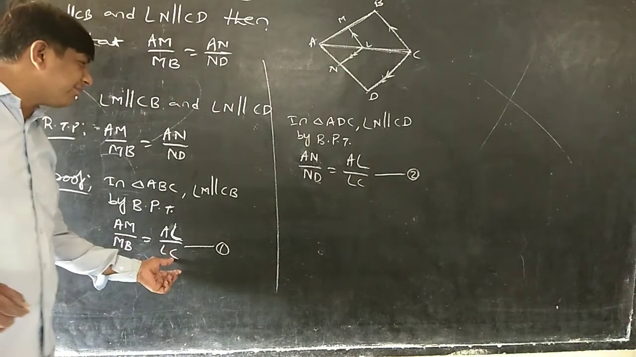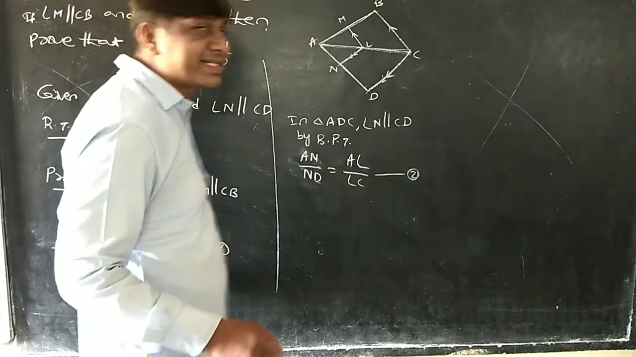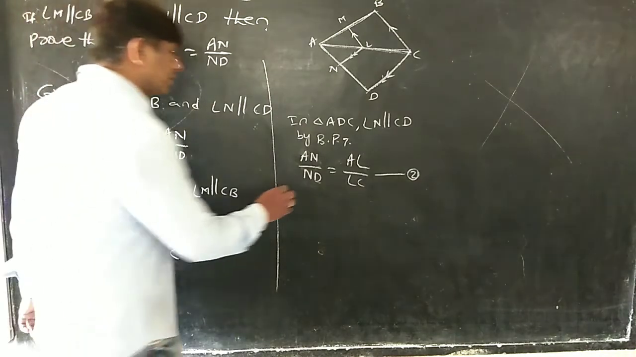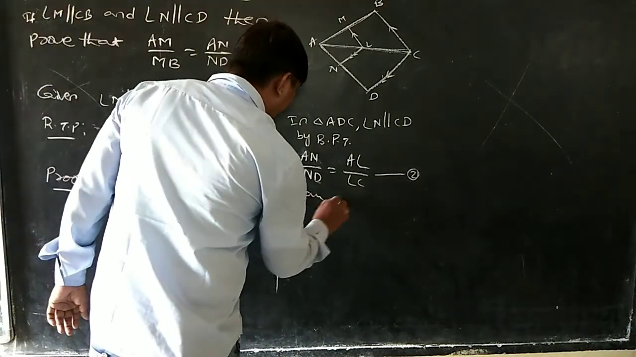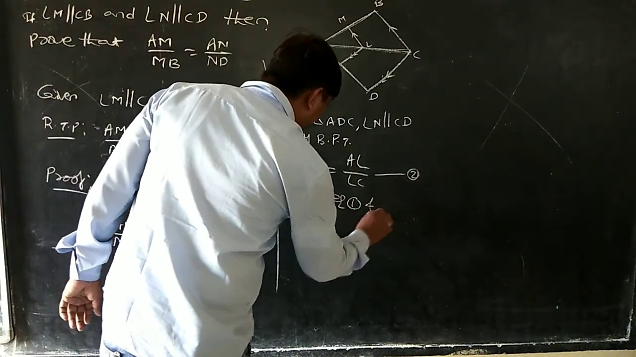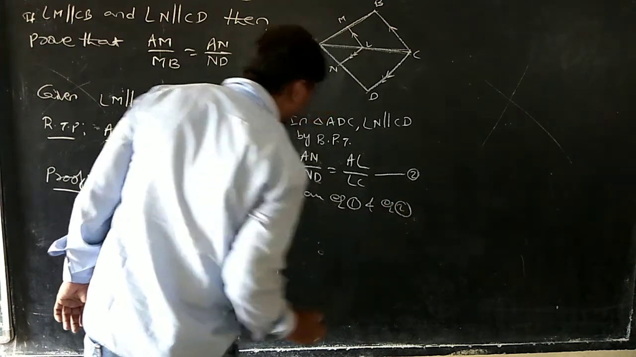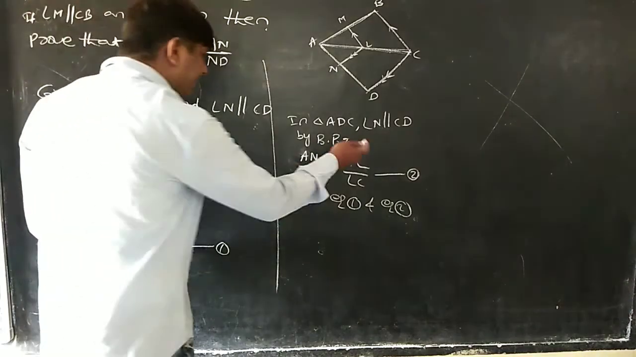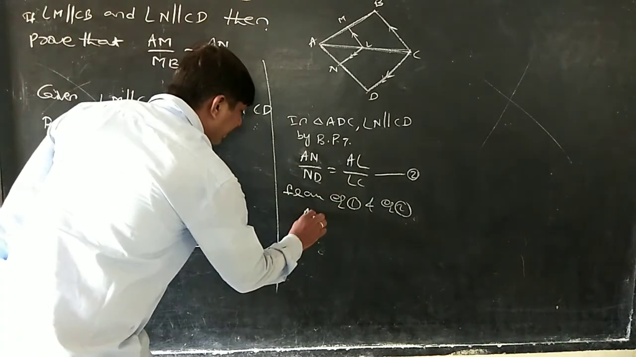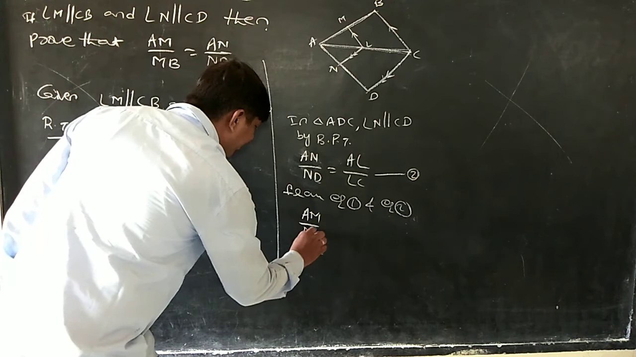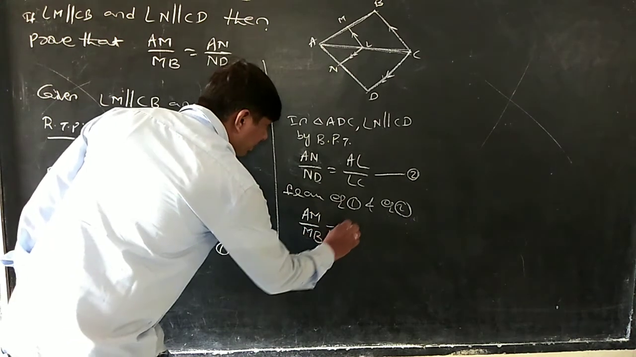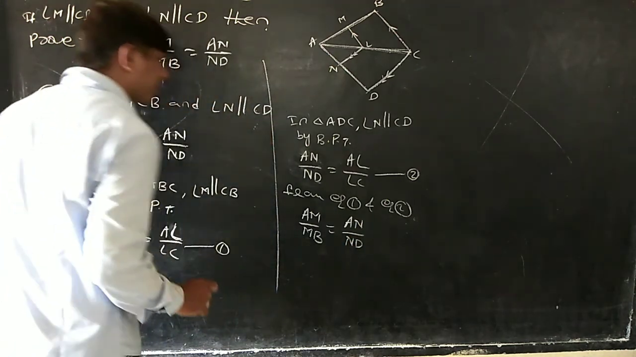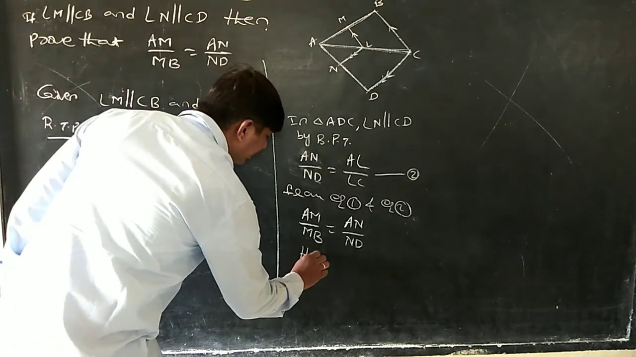Now, in equation 1 and equation 2, AL by LC is common. So, from equation 1 and equation 2, AL by LC is common. So, AM by MB is equal to AN by ND.